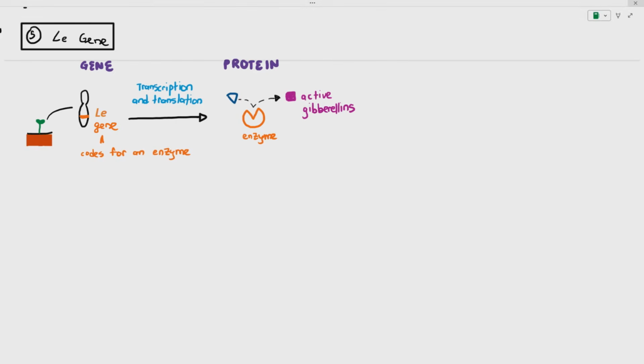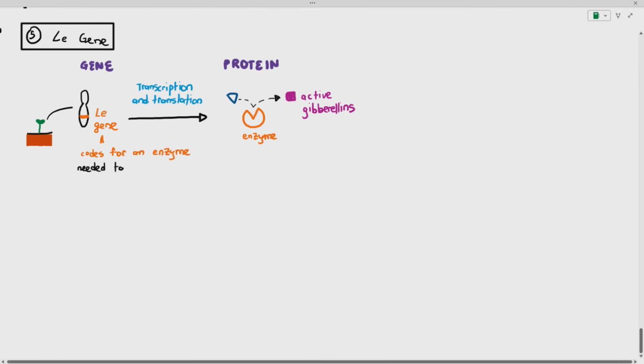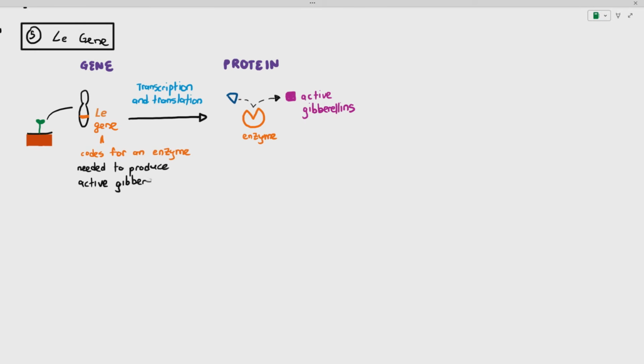And we have actually talked about gibberellins in chapter 15. Yeah, we talked about active gibberellins in chapter 15. I'm going to put a link up there on the top right corner for your reference to see the effect of gibberellin. The LE gene codes for an enzyme, and the enzyme is needed to produce active gibberellin. That's it. That's what you have to say.